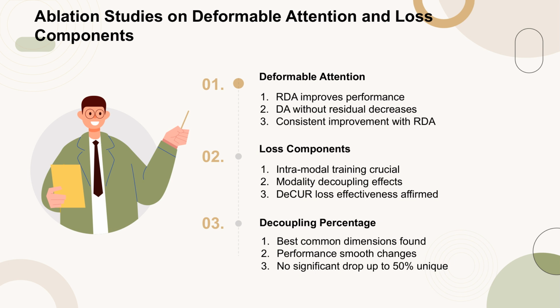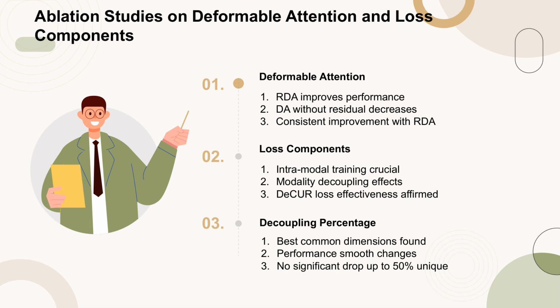Additionally, the decoupling percentage study reveals that the best ratio of common dimensions is 87.5% for SAR optical and 75% for RGBDM, with performance changing smoothly along with the percentage of common dimensions. There is no significant performance drop even when decoupling up to 50% unique dimensions, indicating the sparsity of the common embedding space.